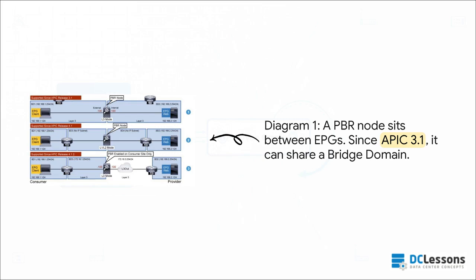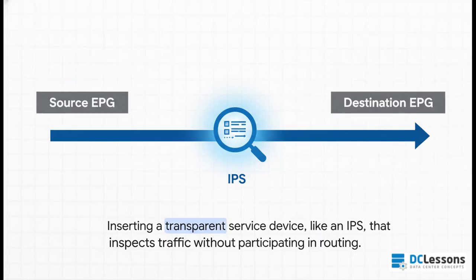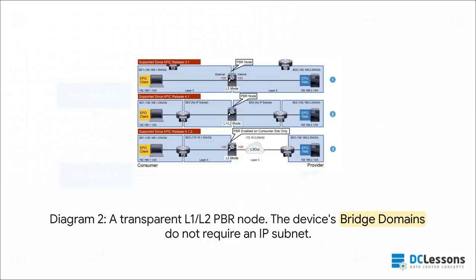It just makes the whole design so much cleaner and way easier to manage. Okay, next up, let's see how we'd go about inserting a transparent service, something like an IPS that just needs to inspect traffic without getting involved in the routing. This is where things get really cool.